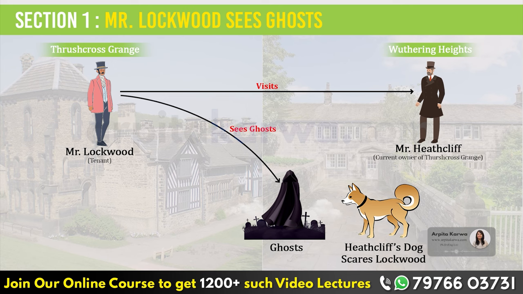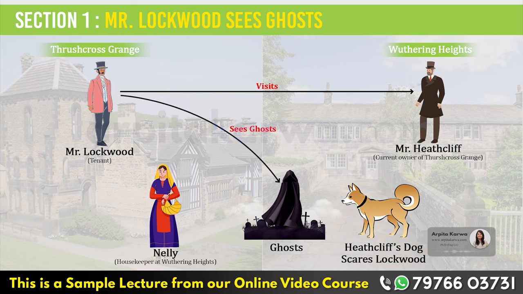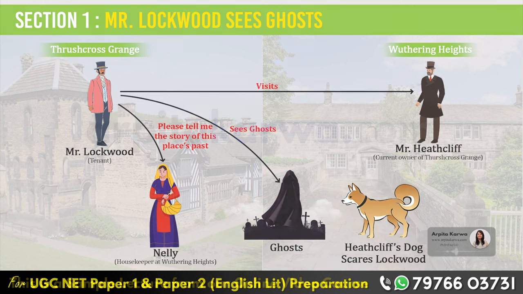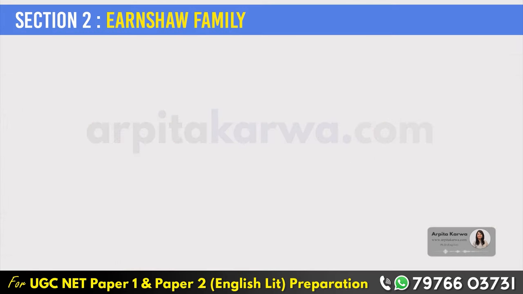Now Mr. Lockwood is scared, but he is also very curious. So there's a housekeeper who's working for Mr. Heathcliff. Her name is Nellie. And Mr. Lockwood asks Nellie to tell him about the past of the house and Wuthering Heights. So he wants to inquire about Wuthering Heights, basically. And with this, the main story of Wuthering Heights starts.